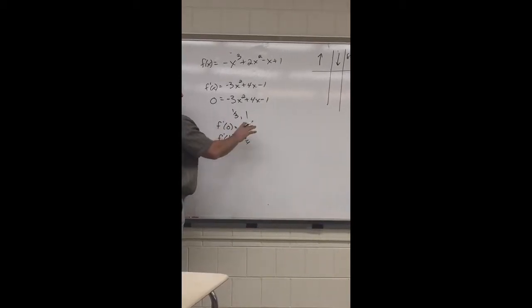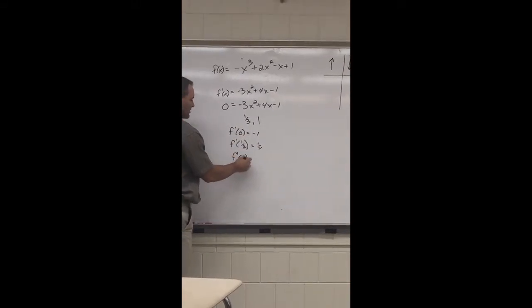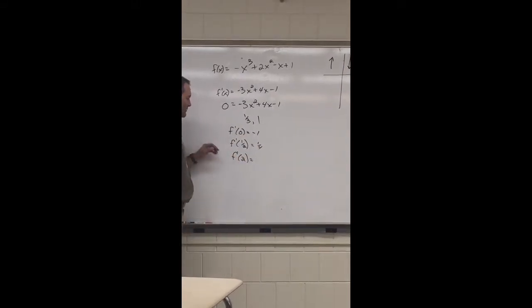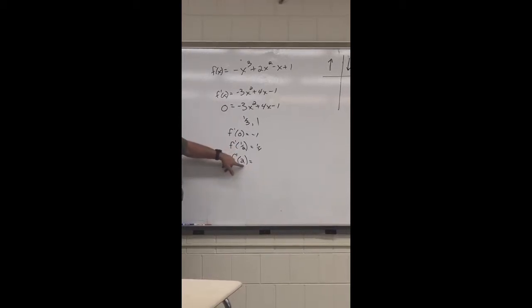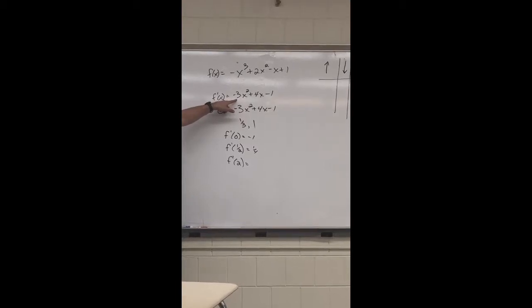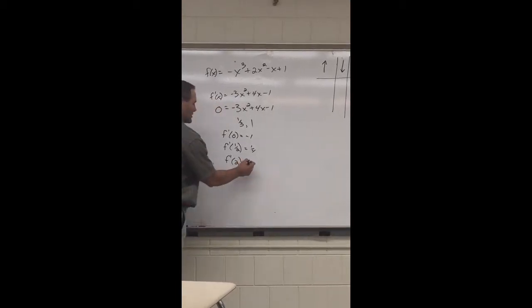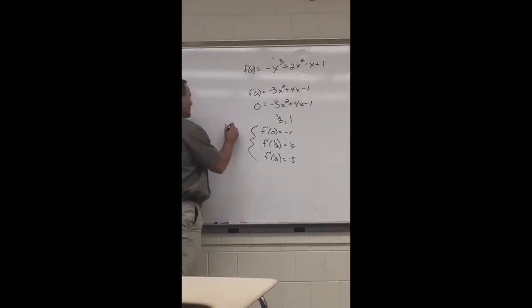And then we could find f prime of like 2. What do you think that's going to give you? Positive or negative? Negative. So it decreased, then it increased, and it would probably decrease. Plugging in f prime of 2, we get -12, -4, -5. So it does decrease. Okay, so this is called the first derivative test.